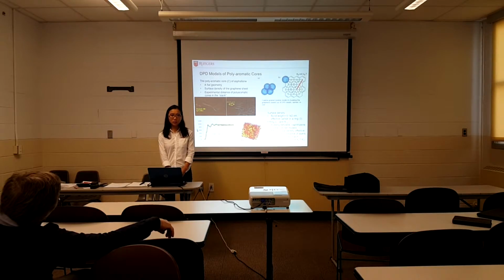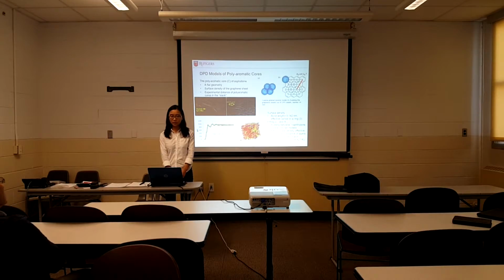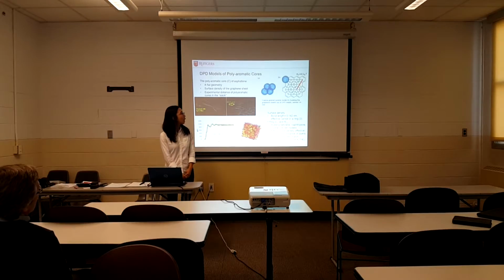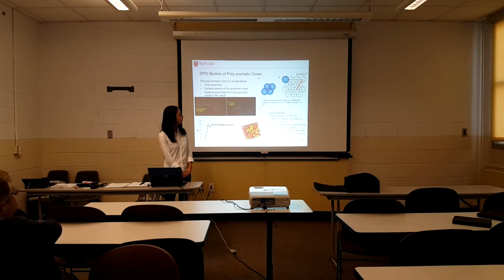So since the typical polyaromatic cores in asphaltenes usually contain a few aromatic rings, here we decided each ring would represent one DPD bead. And here shows two examples. One is a pyrene that contains four aromatic core beads, and another is called a 14-mer that contains 14 aromatic core beads.